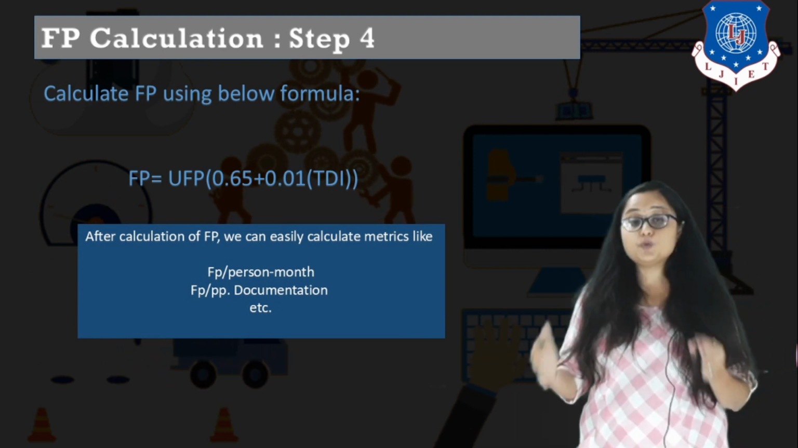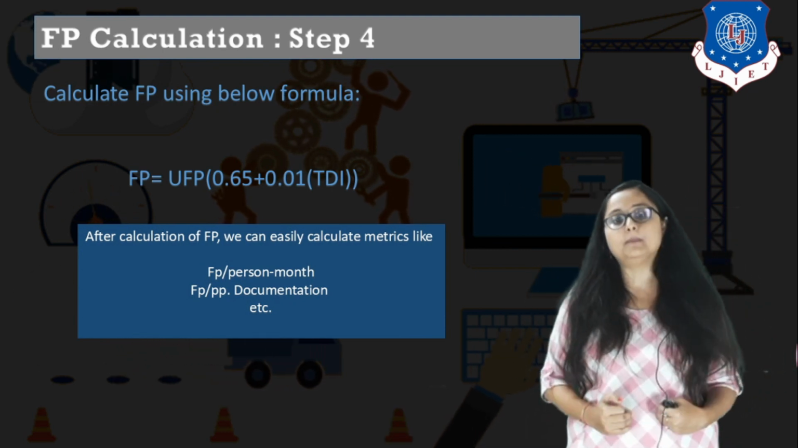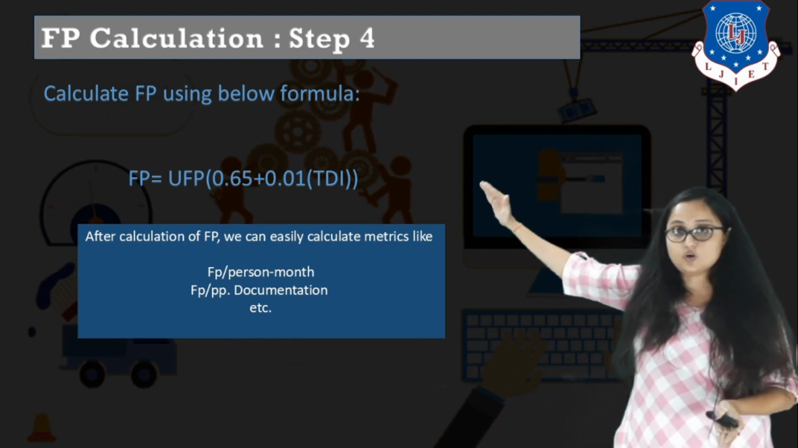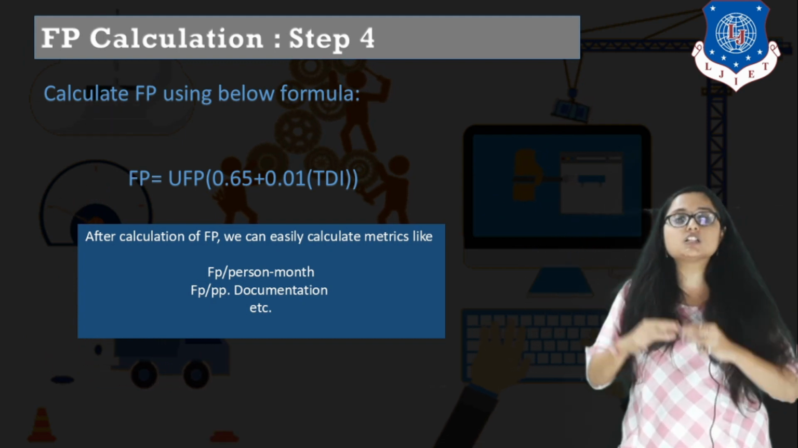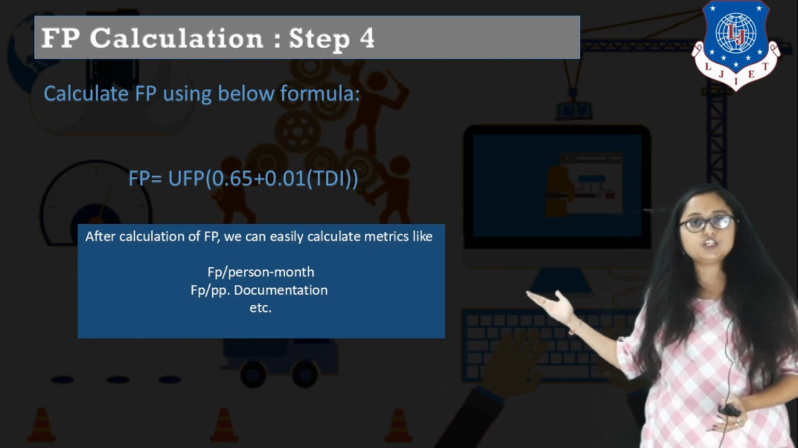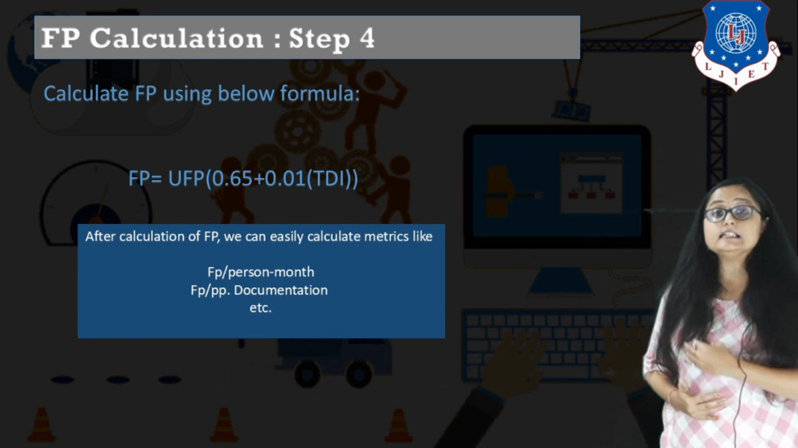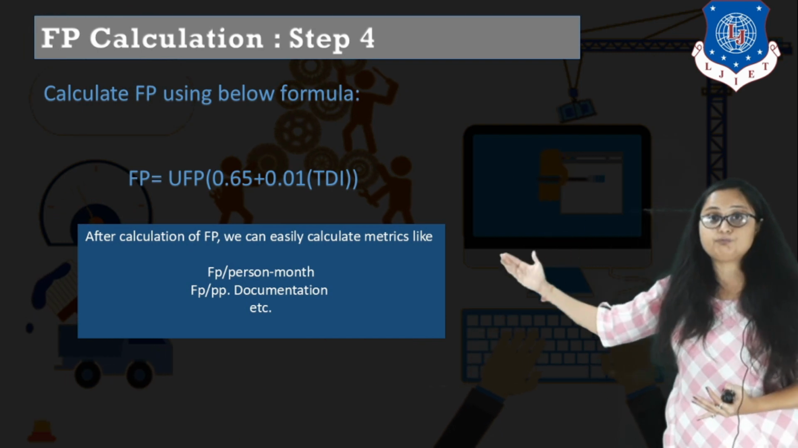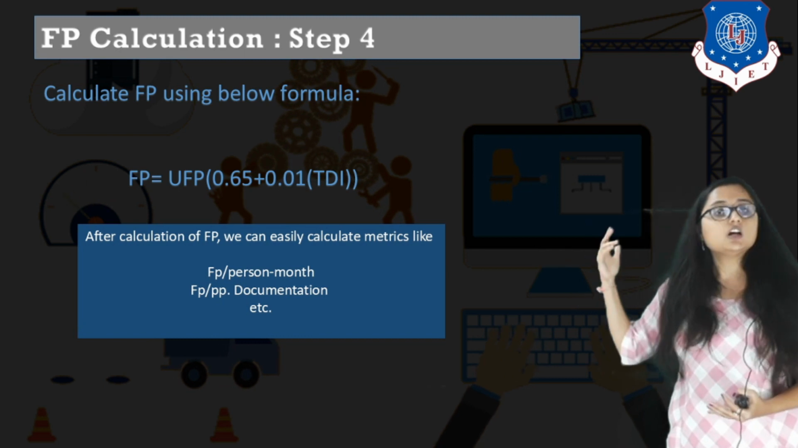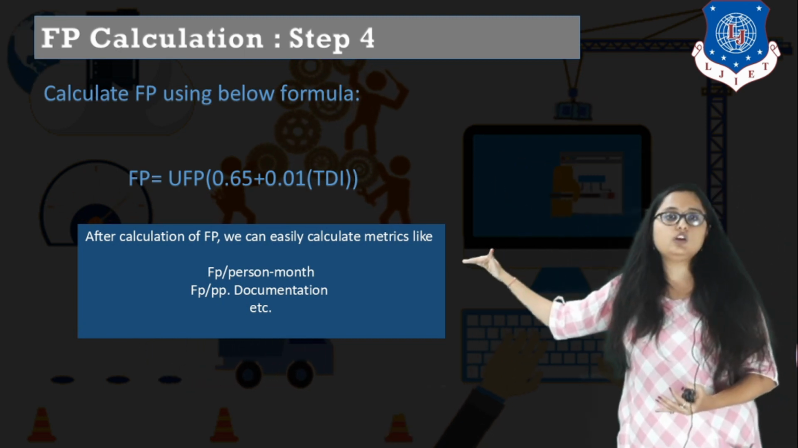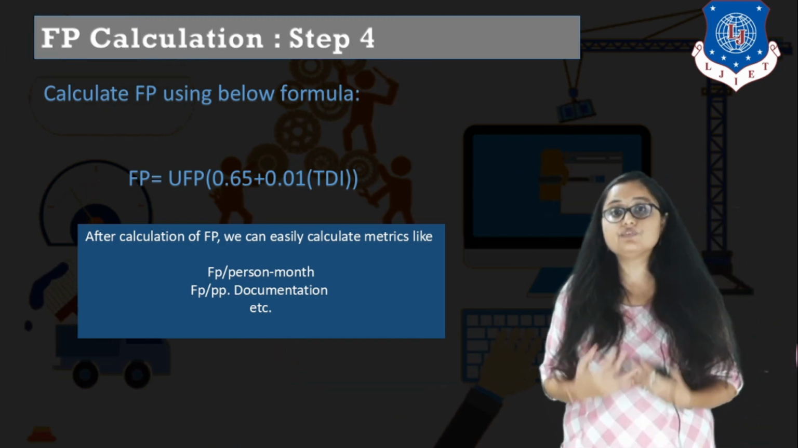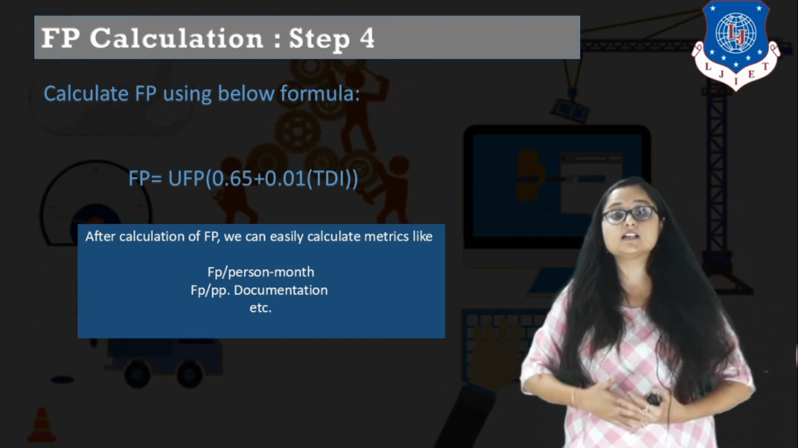FP is function point, but that is not itself a metric. If you want to develop a metric using the function point count, you have to merge it with some other measure. For example, after calculation of FP, you can easily calculate other metrics like FP per person-month, FP per pages of documentation, right? So this is the formula for a metric, FP upon something.